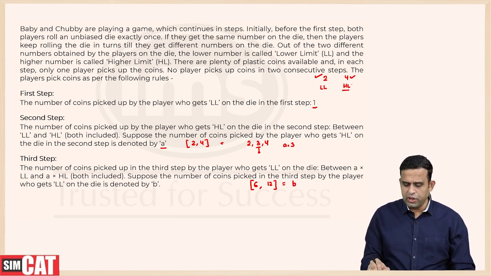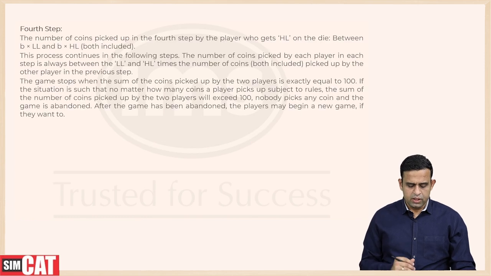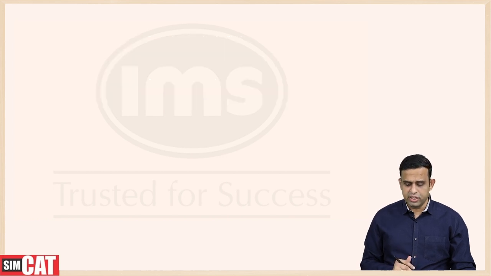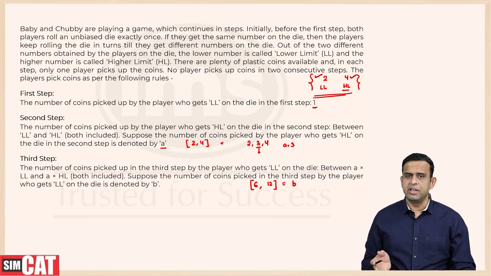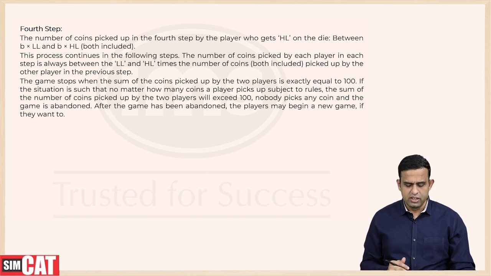Please note this was only a situation which I have taken to explain what happens in step number 2, step number 3 and subsequent steps. In the fourth step, the number of coins picked up by the person who got HL is between B times LL and B times HL. Now B, as we have seen in the previous case, could be anything from 6 to 12, and accordingly the numbers are going to increase and so on.